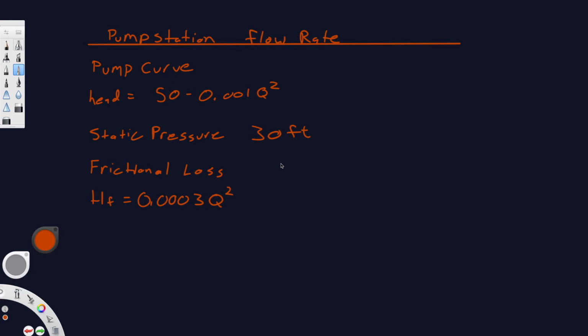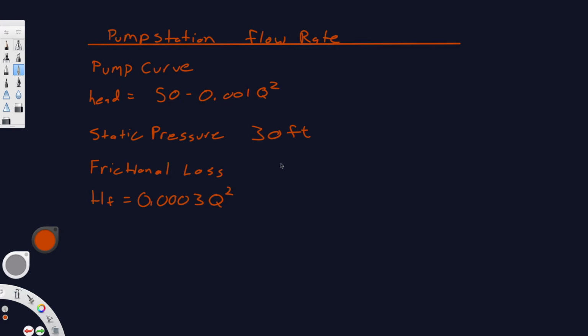So what we have here is a pump curve. This would be supplied by your manufacturer when you're looking at a pump or you bought a pump. It's going to have a pump curve, and the pump curve relates the head provided to the flow rate. So for any particular flow rate, it's going to provide a certain amount of pressure.